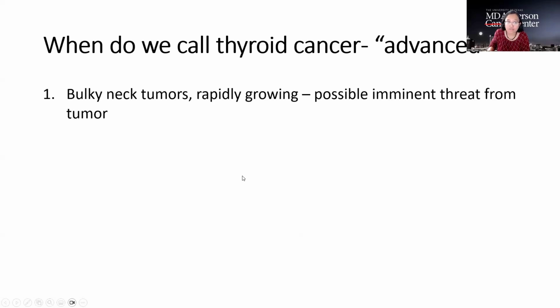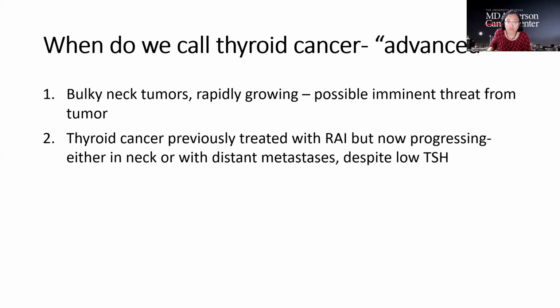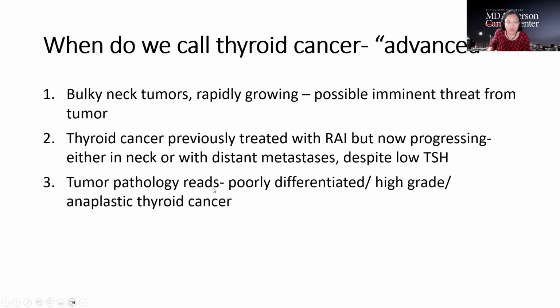So one is if you're just presenting the very first time, that means you had no previous history of thyroid cancer, but you present with a bulky neck tumor, rapidly growing, and if you don't do something about it, it could cause breathing problems. Or if you had a previous diagnosis of thyroid cancer, previously treated with surgery, radioactive iodine, you've been taking your thyroid hormone, but now it's coming back, either in the neck or with distant metastasis. And this is despite taking thyroid hormone every day, your doctor's monitoring it, it is where it should be, but this cancer is coming back.